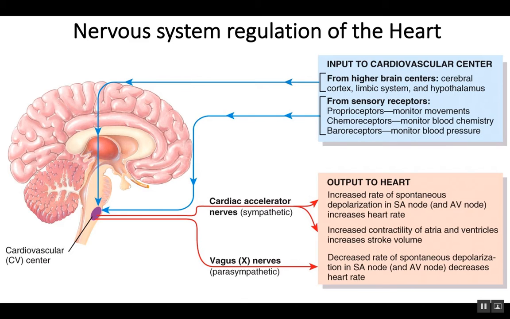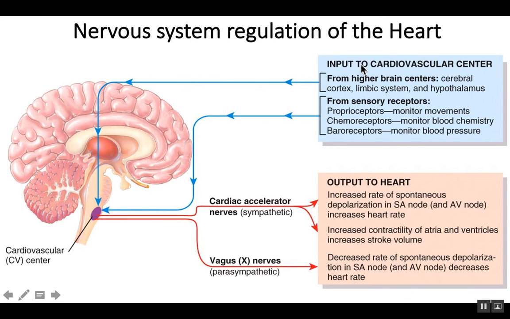So this is a very typical receptor monitoring information, monitoring stimuli, telling the control center, in this case it's known as the cardiovascular control center, and then that control center assessing all this information and then determining what to do to the heart. So let's go over this.